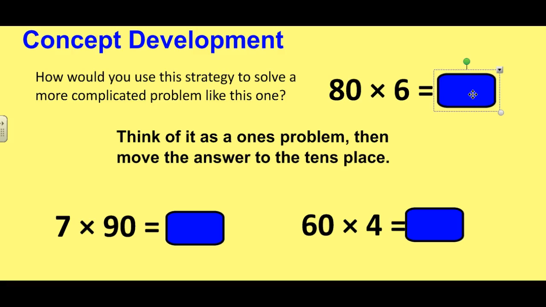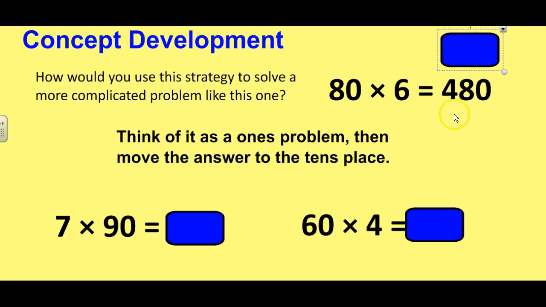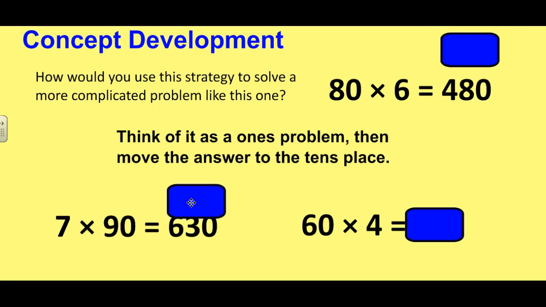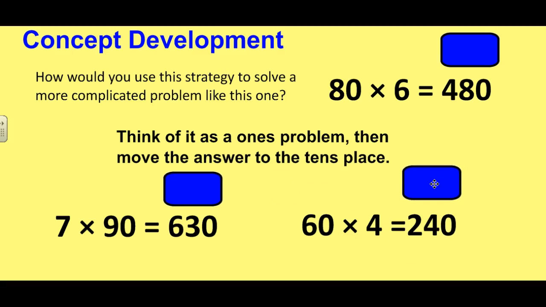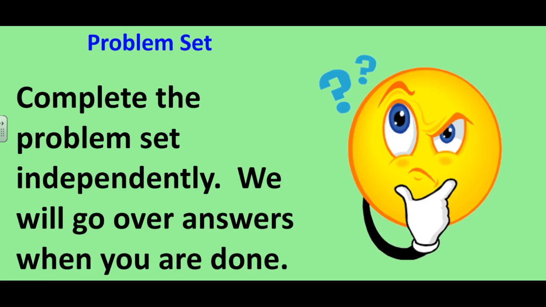So 80 times 6 is 480. 7 times 90 is 630. And 60 times 4 is 240. Why don't you go ahead and take out your problem set and have that ready?